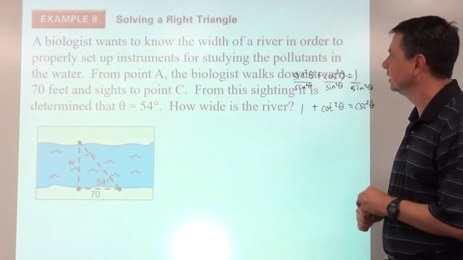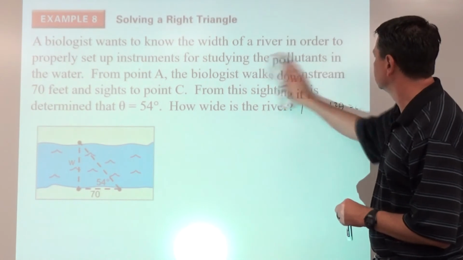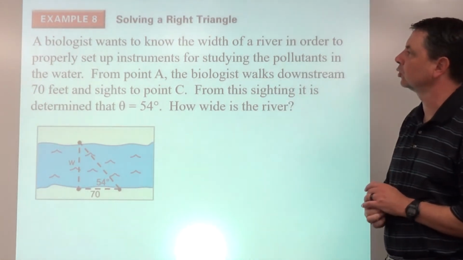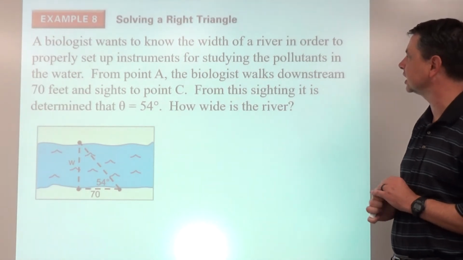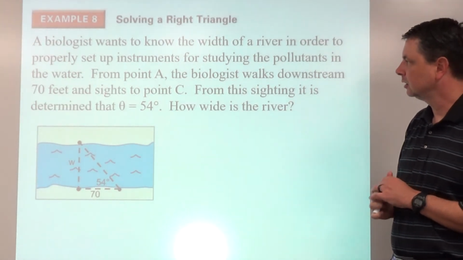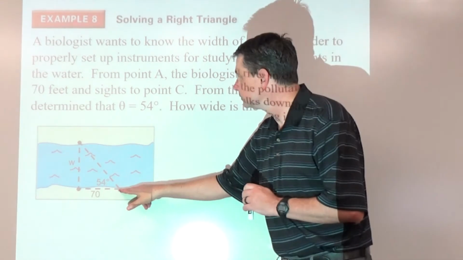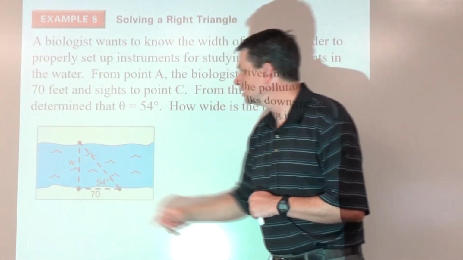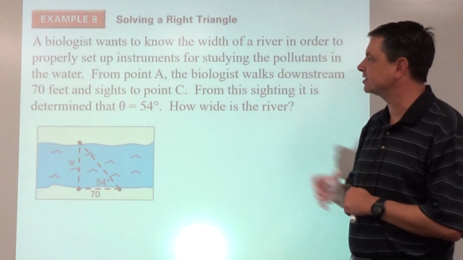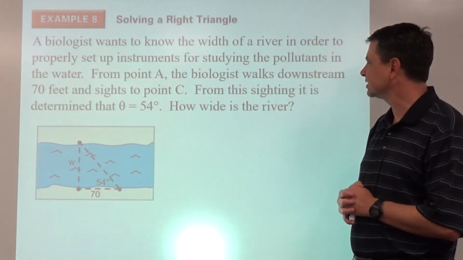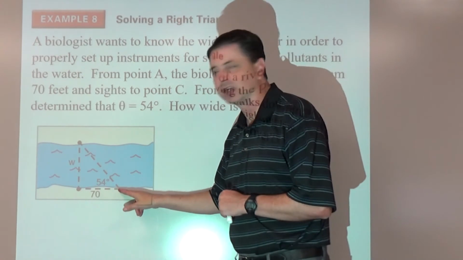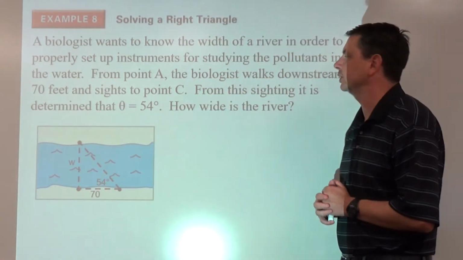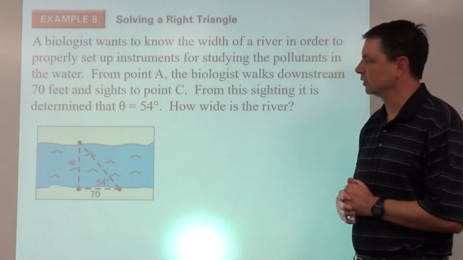Example number 8, solving a right triangle. A biologist wants to know the width of a river in order to properly set up instruments for studying pollutants in the water. From point A, the biologist walks downstream 70 feet and then sights straight across to point C. From this sighting it is determined that the angle from the original position to that point over there is 54 degrees. How wide is the river?